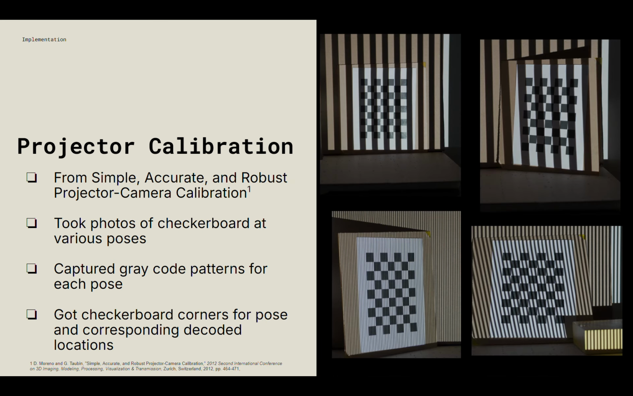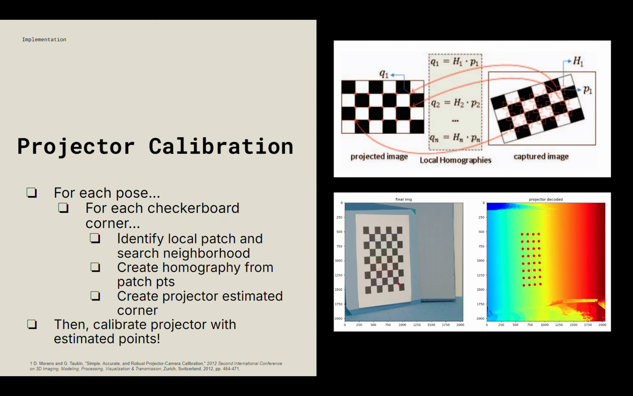A little bit more difficult than that is projector calibration. I followed the strategy that was in the Brown University course on structured 3D light, which suggested following this paper called Simple, Accurate, and Robust Projector Camera Calibration, where you take photos of the checkerboard in various poses, you capture a gray code stack for each one of those, and then with the known positions of the corners from one pose, you can essentially decode where you expect the corner to be in your decoded image, and then estimate a homography for each corner as to how it maps to the scene.